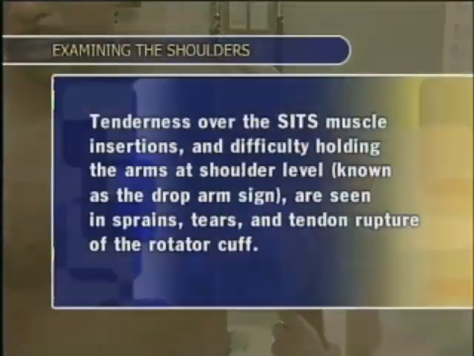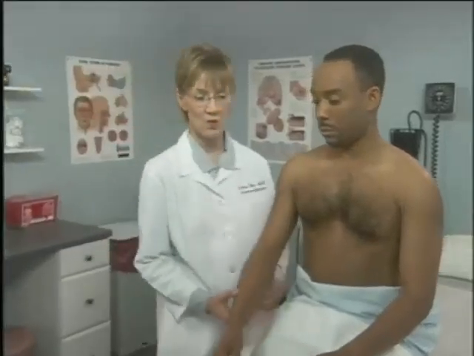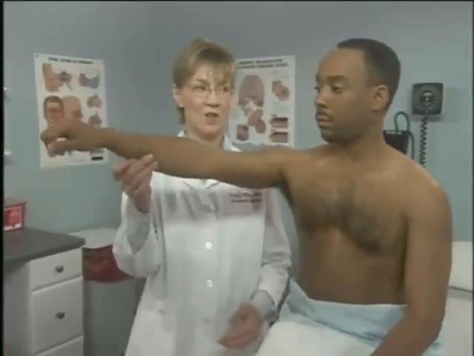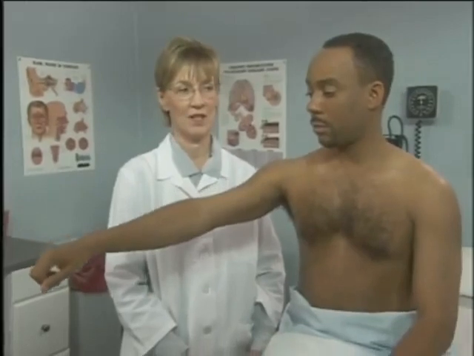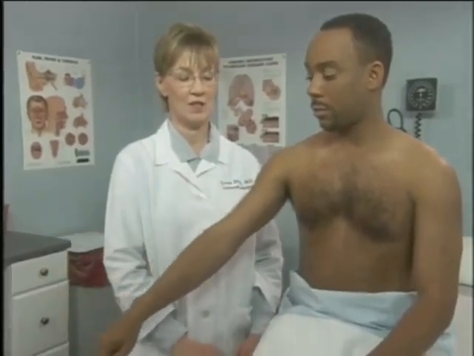Tenderness over the SITS muscle insertions and difficulty holding the arms at shoulder level, known as the drop arm sign, are seen in sprains, tears, and tendon rupture of the rotator cuff. Check the drop arm sign by asking the patient to fully abduct the arm to shoulder level, that is to 90 degrees, and then to lower it slowly.